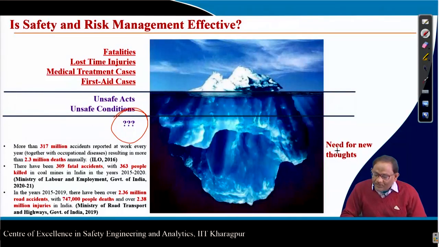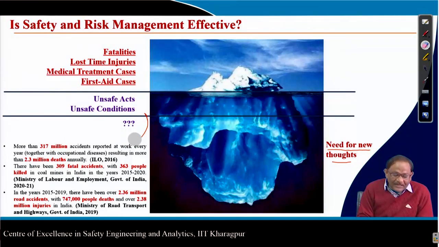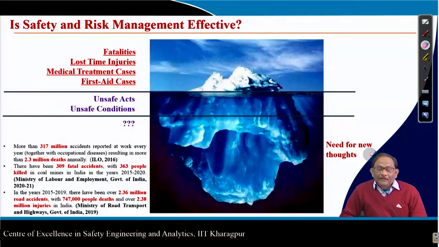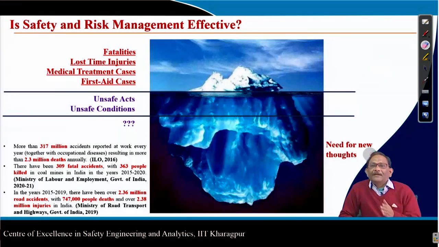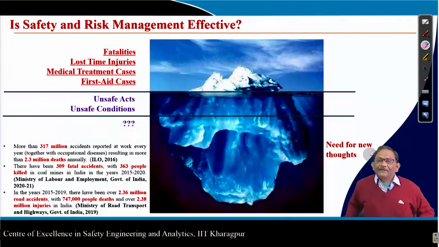As I told you, you require new thoughts. The safety researchers and the safety community are in search of new thoughts, and how those new thoughts can be incorporated in designing and developing safety and risk management systems is what this subject is about. In this subject, we want to tell all of you what new things you can do over the traditional things you are doing, so that you will be able to measure more and the total safety problem can be captured proactively, not reactively. It should be captured proactively.